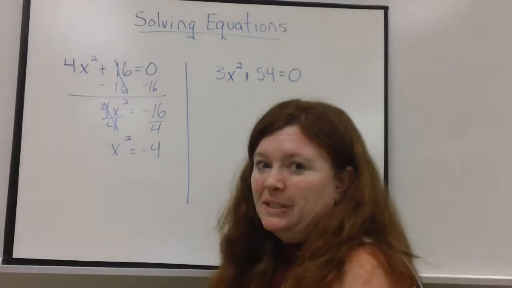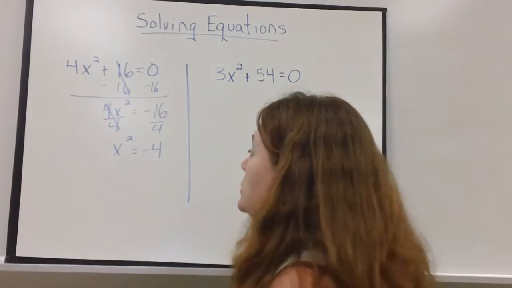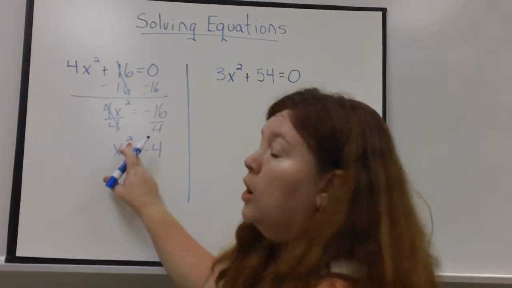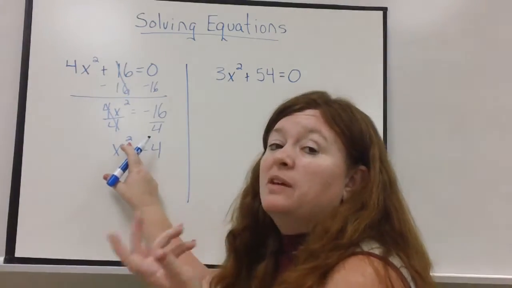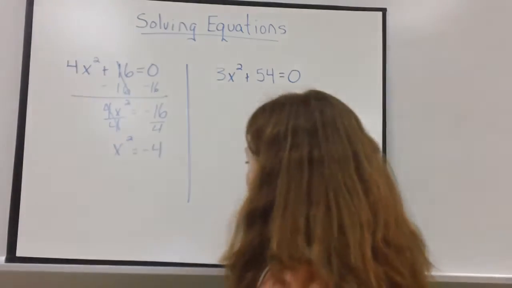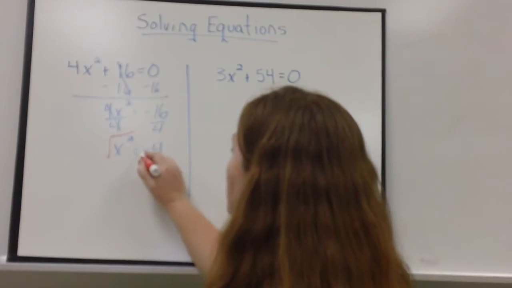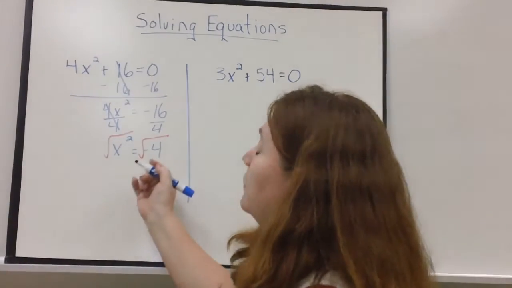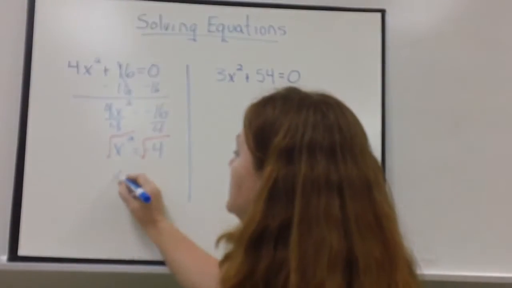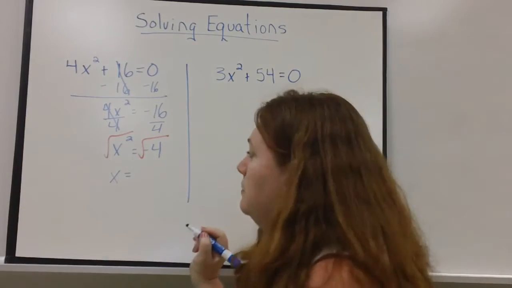I'm very close. I don't want to solve for x squared. I want to solve for x. So to offset a squared, the inverse would be to take the square root. So I'm going to take the square root of both sides. And what do I have left? I have on the left side x, and on the right side the square root of negative 4.